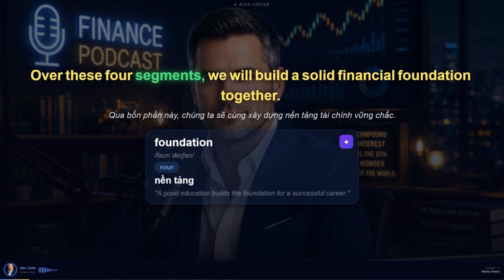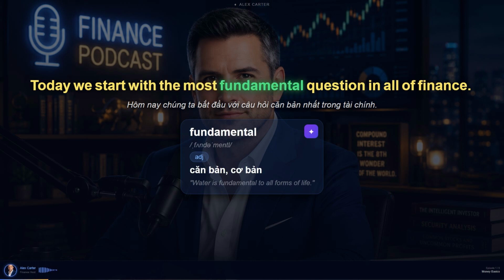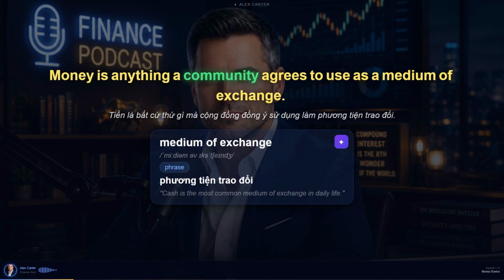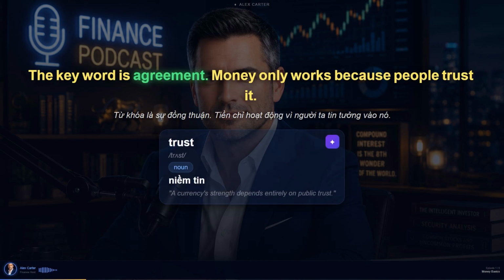Over these 4 segments, we will build a solid financial foundation together. Today, we start with the most fundamental question in all of finance. That question is, what exactly is money and why does it have value? Money is anything a community agrees to use as a medium of exchange. The key word is agreement. Money only works because people trust it.